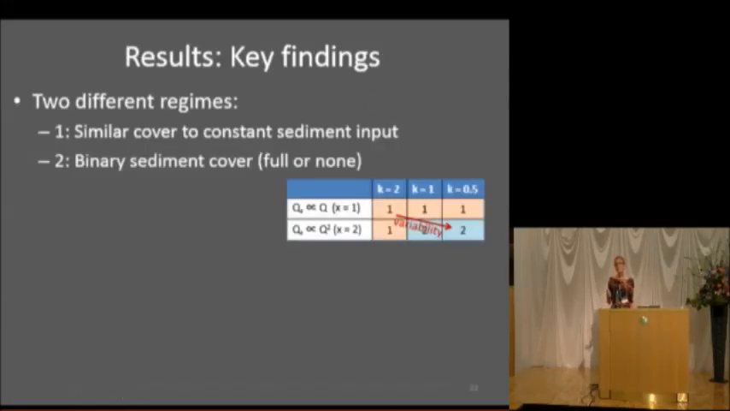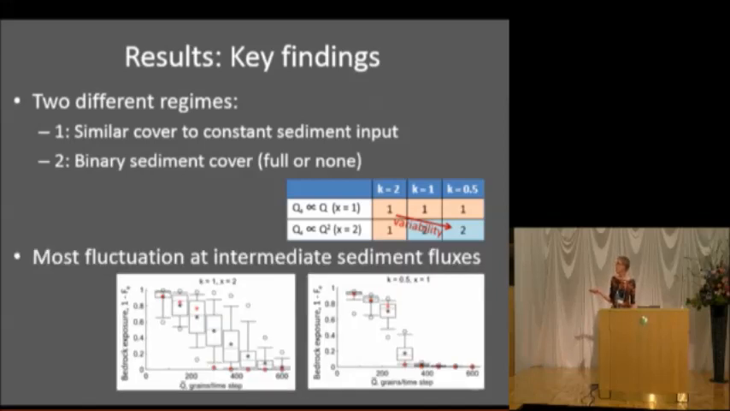So the key finding seems to be that we've actually got two different cover regimes here. We've got this similar cover to constant sediment input, whereby the system seems to be able to damp out the variations. However, if we really increase the variability of that input, we get this binary sediment cover, where we either get full sediment cover or we get very little sediment cover. And we get these most fluctuations at these intermediate sediment fluxes.